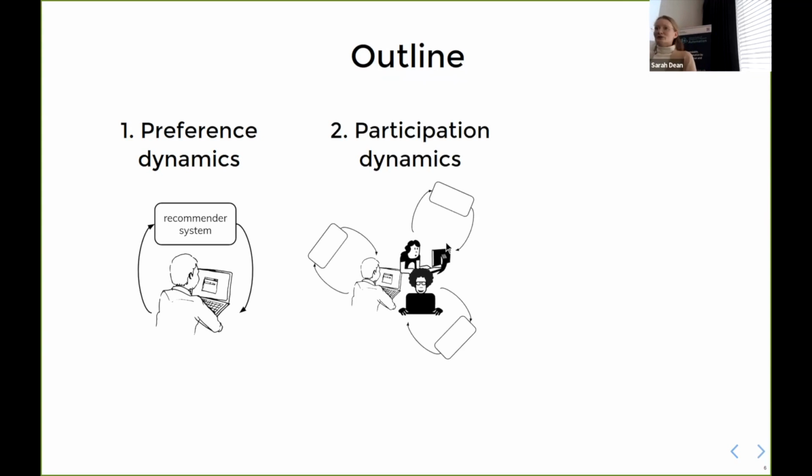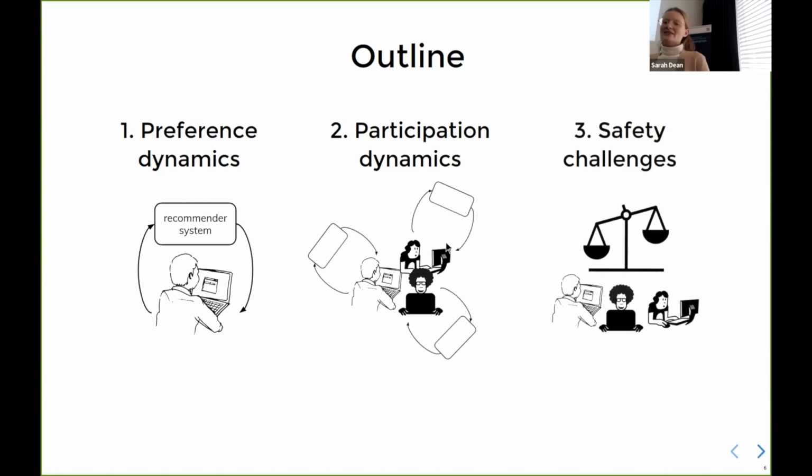Then I'll zoom out a little bit and think instead about populations of users interacting or choosing between many different systems, and how this process can also give rise to dynamic behavior, and the implications there in terms of maybe fairness or welfare. And then briefly towards the end, I'll go through some of the challenges towards defining safety or ensuring safety in systems like this.